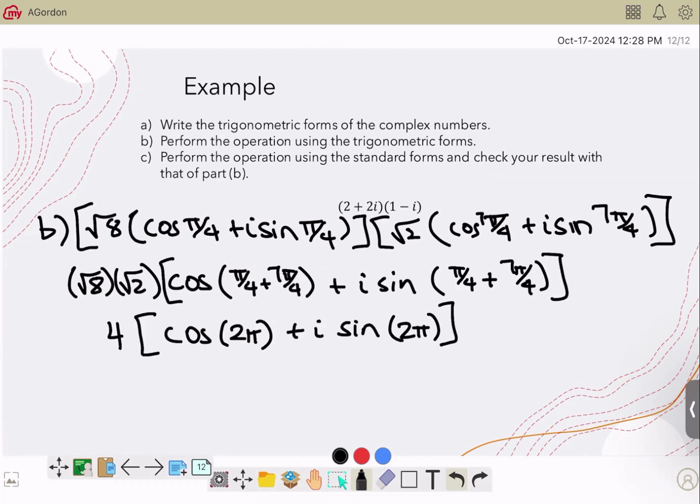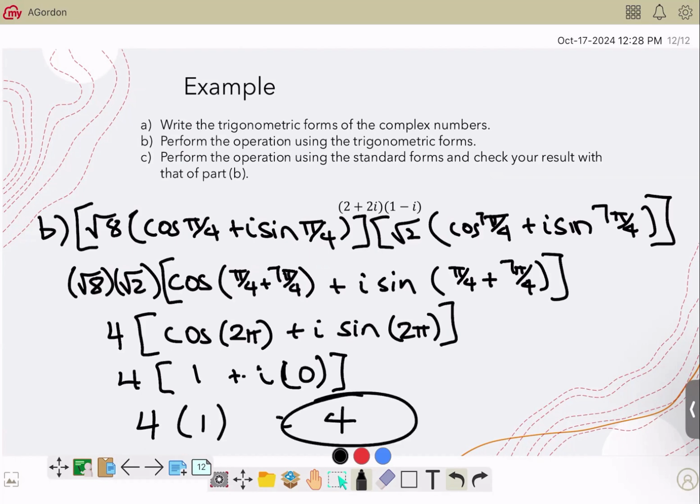So we've got to evaluate the cosine and the sine. So cosine of 2 pi is the same as cosine of 0, and it is 1. And then sine of 2 pi is 0. Okay, so simplifying that, I've got 4 times 1, which is just 4. So the final answer here comes down to just 4.